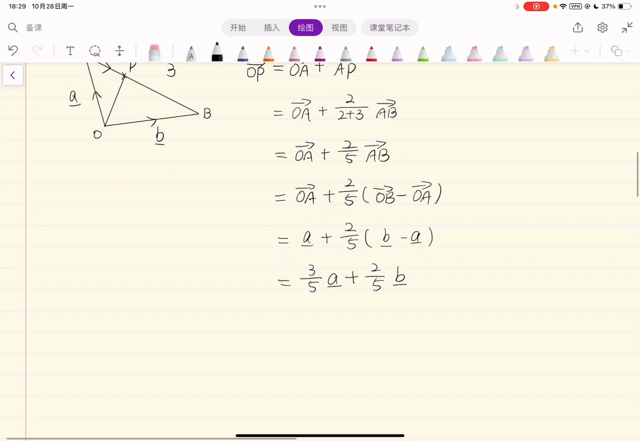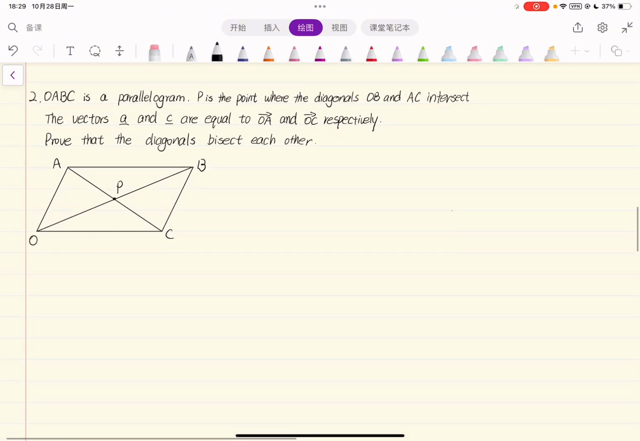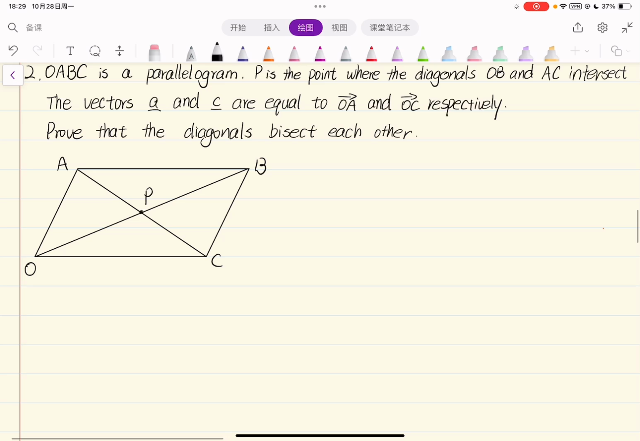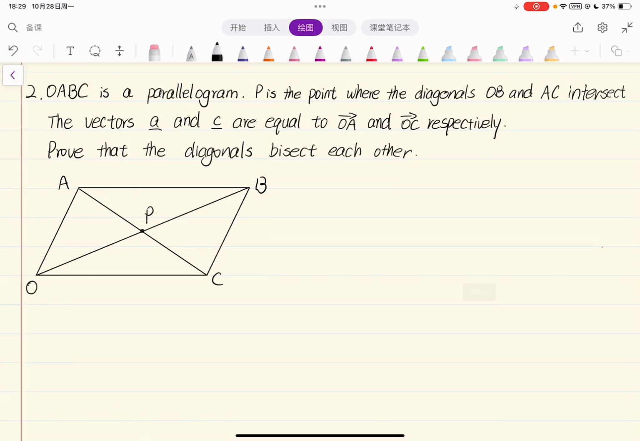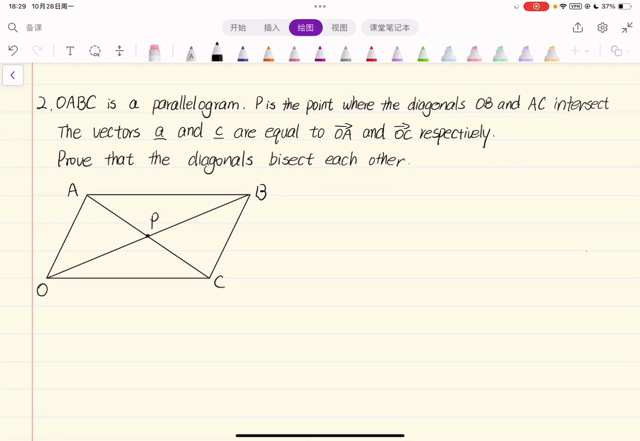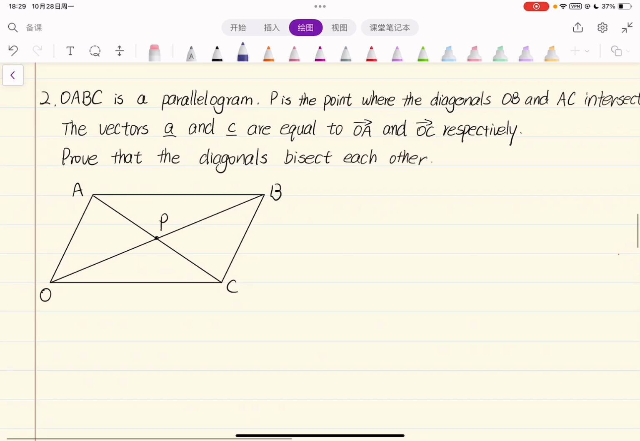Now let's move on to see the second question. We have OABC is a parallelogram. P is a point where the diagonals OB and AC intersect. The vectors a and c are equal to the vectors OA and OC respectively. So we can label them: OA is smaller a and OC is smaller c. It asks you to prove that the diagonals bisect each other.